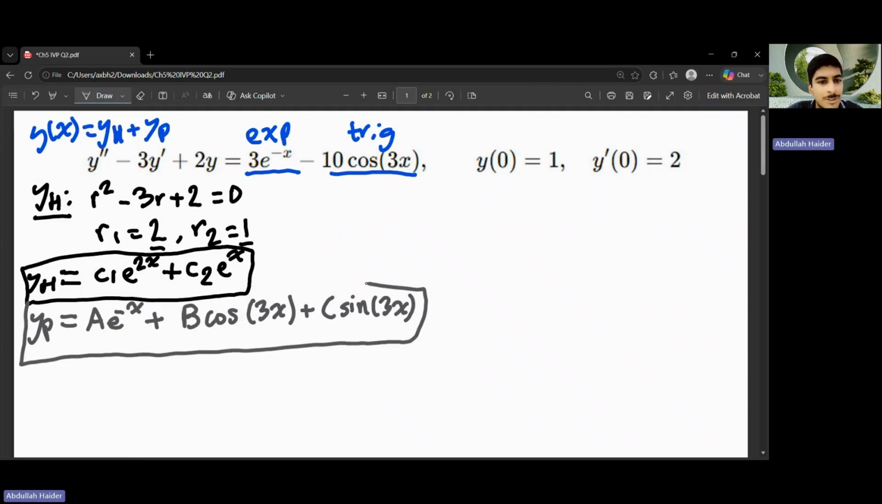And in all of the examples we have done till now, before the question above this, we had only stopped until yp. However, this is an initial value problem. So we need to find the values of C1, C2, A, B, and C. So how will we get A, B, and C? We take the first derivative and the second derivative, then you put it in this equation. Substitute in this equation and equate it to the right side.